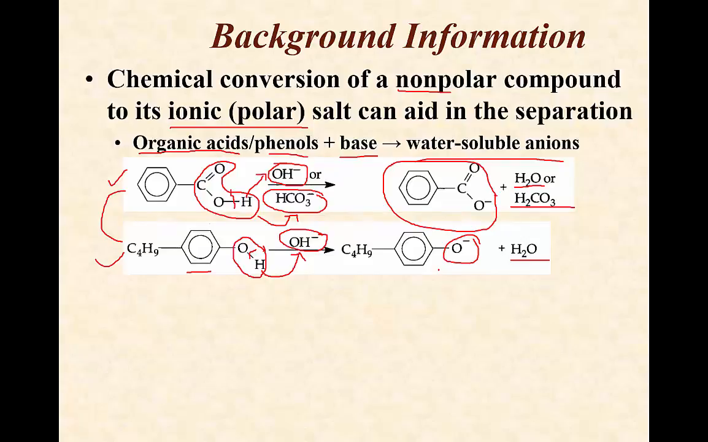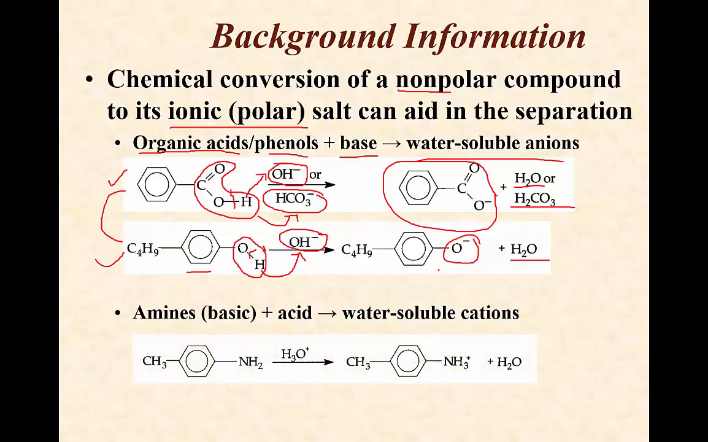Just to let you know, we're not using this in the lab, but the opposite works as well. If I have a basic compound, such as an amine, and I combine that with an acid, I also get a water-soluble cation. So here's an example of an amine reacting with acid, just the generic form of acid. Now again, we're not using that in lab, so you don't have to worry so much about that reaction. Focus more on these two at the top. Those are the two that you'll be seeing in the lab.